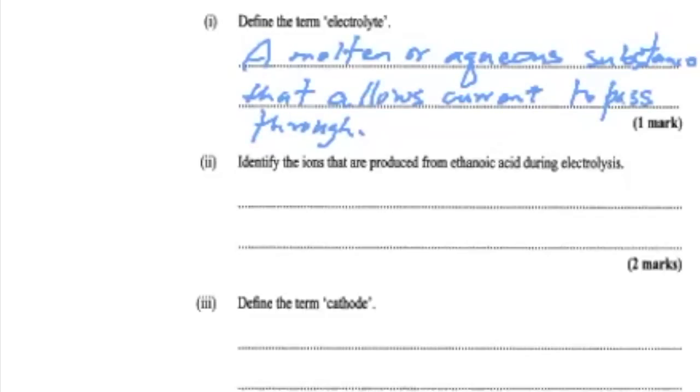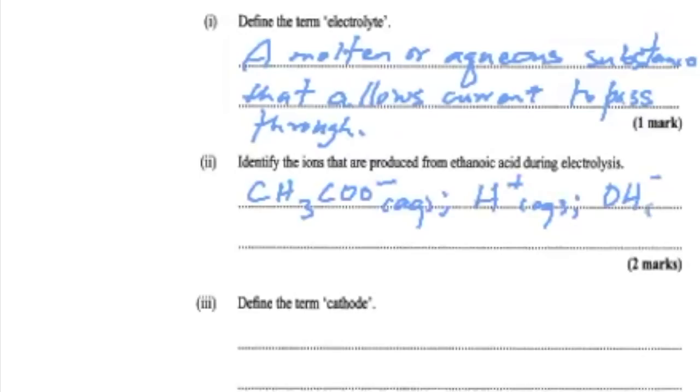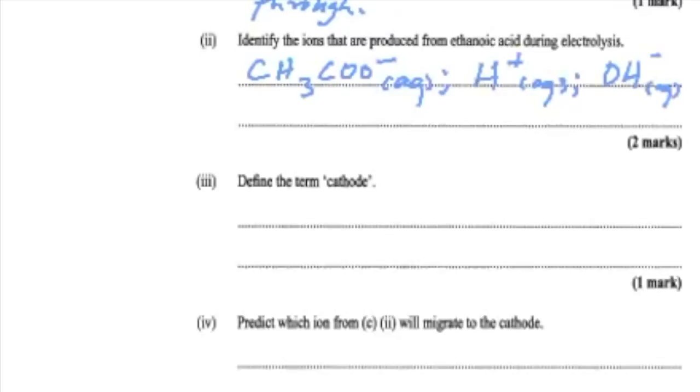Identify the ions that are produced from ethanoic acid during electrolysis. So the ions that we would get from ethanoic acid would be the ethanoate ion, that's CH3COO minus, aqueous ions, and we would also get H plus, and OH minus ions. Don't need to say H plus twice.